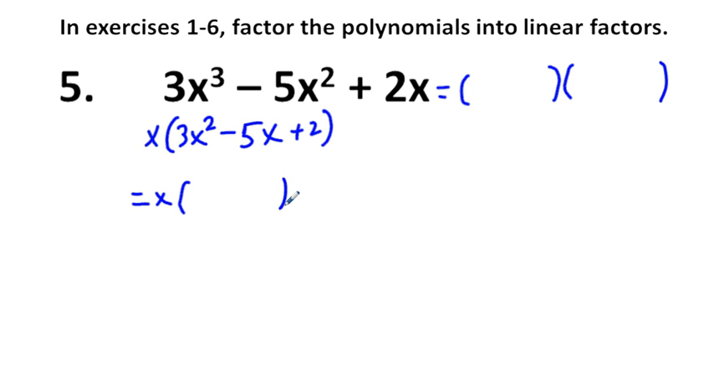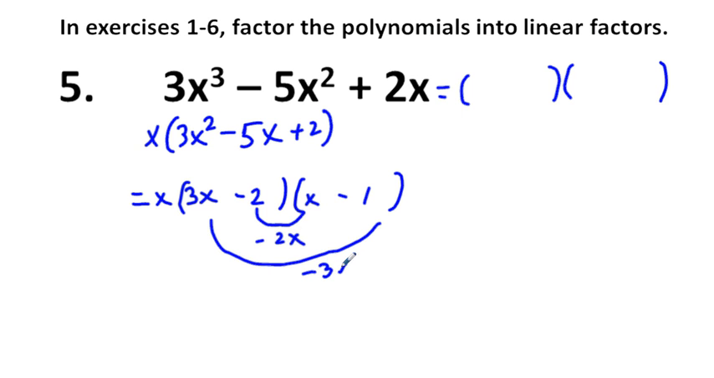What are the factors of 3x squared? Well, it's going to be 3x and x. And what are the factors of 2? We have to add up to negative, so we're going to have negative 2 times negative 1 here. And we add these together. We'll try to FOIL this. We get negative 2x, and we get here negative 3x. So those both add up to negative 5x, which we need for the 5x squared.